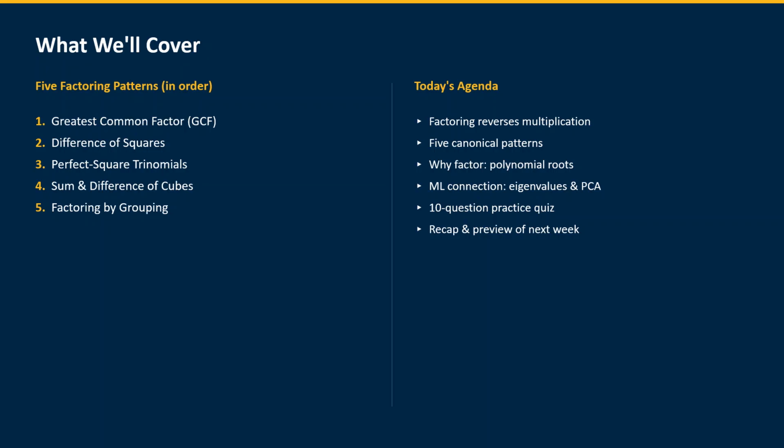After the patterns, we will talk about why factoring matters. It is the route from a polynomial to its roots. Then, we will cover the machine learning link to characteristic polynomials and principal component analysis eigenvalues, followed by a 10-question practice quiz and the recap.